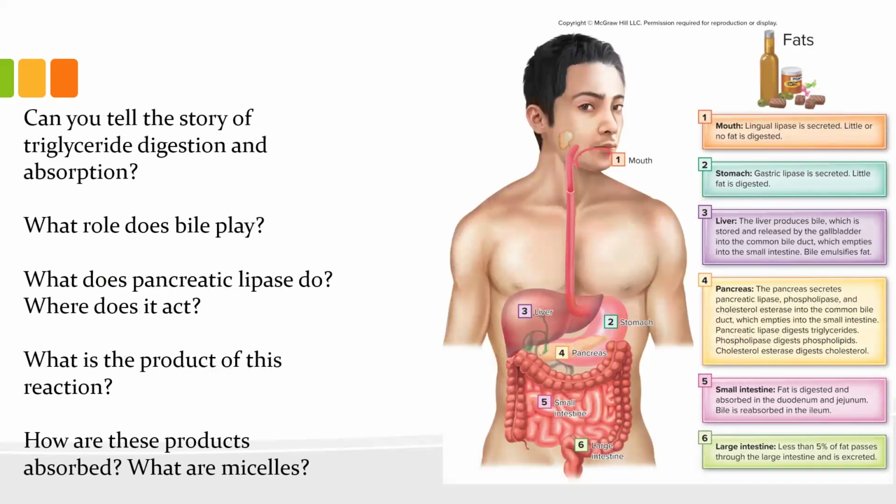Let's talk about enterocytes. Where are they? They're in the small intestine. That's where all of the fat is digested. Once it gets to the large intestine, less than 5% of the fat is going to get in there, and then it will get excreted. It will no longer be absorbed in the body.